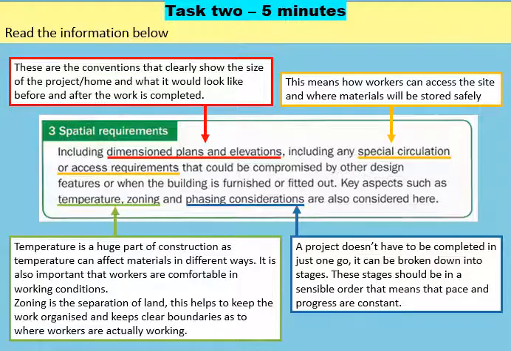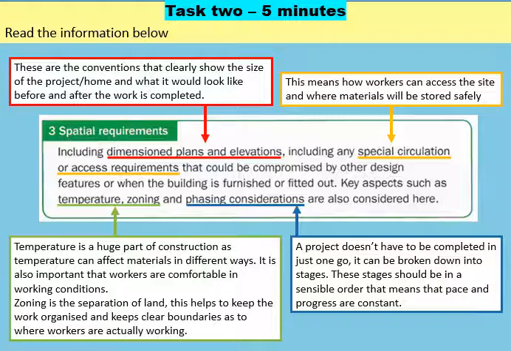So it gives the client a really clear idea as to what is going to happen to their home and what the result is going to be. Moving on to the orange or the slightly yellow, special circulation or access requirements. I'm not too sure what you thought this meant, but it actually means how the workers can access the site and where the materials will be stored safely.